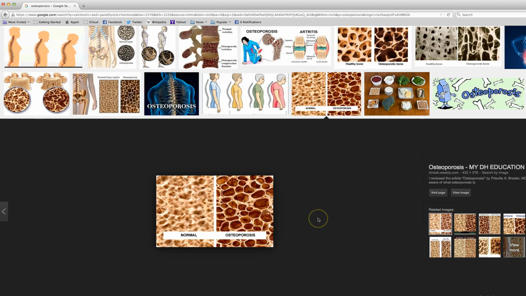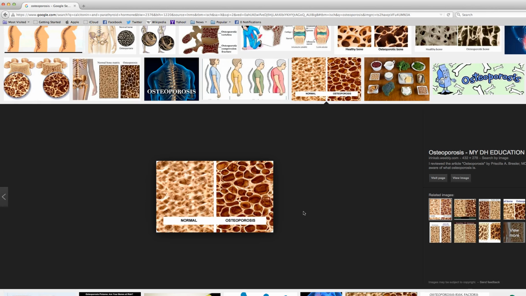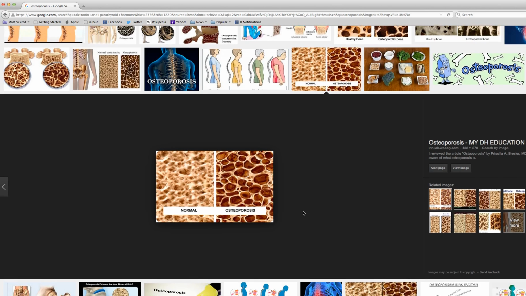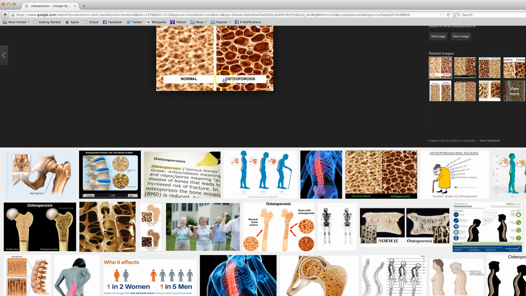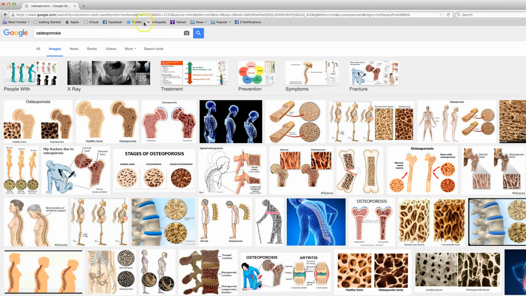Another example, we do have an osteoporotic skeleton in our class. A lot of the bones you'll notice are a lot lighter than the other ones, and you'll even be able to see this decrease in patterns. So you can check that out.